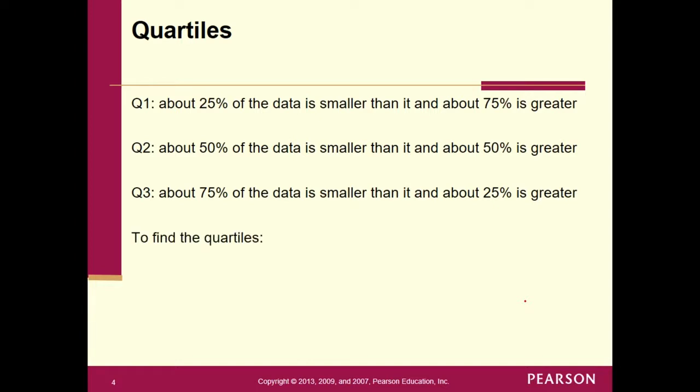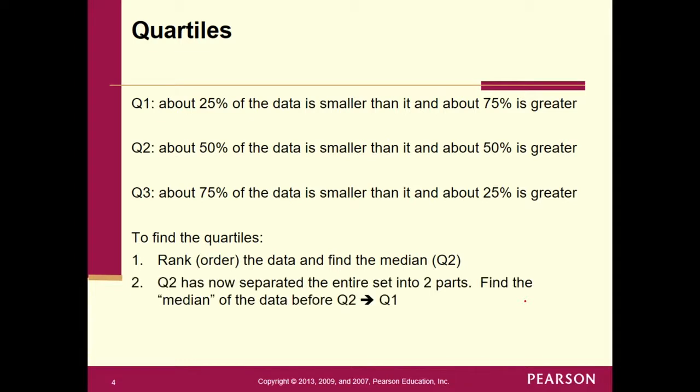All right, so to find the quartiles, you would go ahead and order the data set. You would rank the data because you've got to go find the median, Q2. That's the first thing. Second thing, Q2 has now separated the entire data set into two equal parts as far as the number of observations goes. So if you find the median of the data before Q2, you found Q1, and if you find the median of the data after Q2, you found Q3. All right, so sometimes it's just easier to demonstrate versus saying it in words.